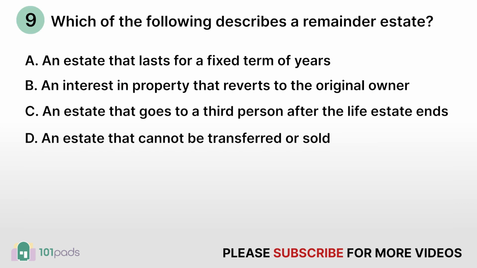Which of the following describes a remainder estate? A. An estate that lasts for a fixed term of years. B. An interest in property that reverts to the original owner. C. An estate that goes to a third person after the life estate ends. D. An estate that cannot be transferred or sold.